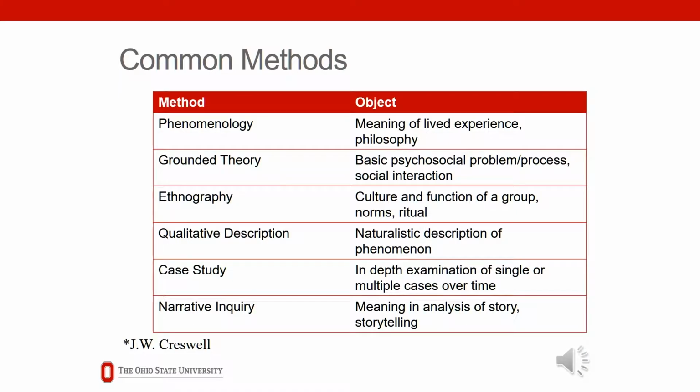This table provides a nice summary of the 6 common qualitative research approaches. The object of phenomenology is determining meaning of lived experience or philosophy. Of grounded theory, looking at basic psychosocial problems, processes, and social interactions. Ethnography looks at culture and function of a group, norms, and rituals. Qualitative description is a naturalistic description of phenomenon. Case study is an in-depth examination of single or multiple cases over time. And narrative inquiry, determining meaning and analysis of story or storytelling.